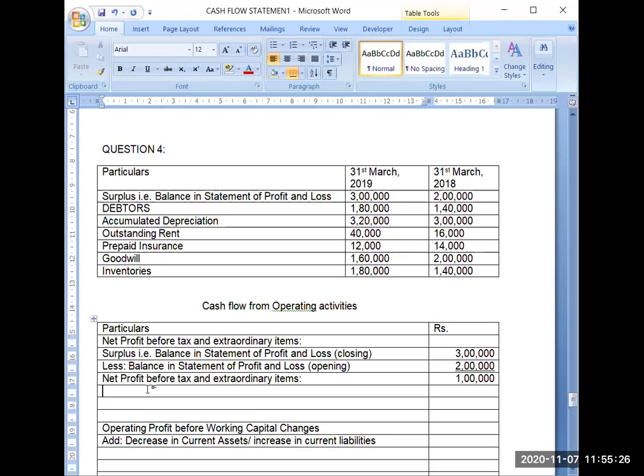In the second step, I have to add my non-operating or non-cash expenses. So I will see that debtors are my current assets, or you can say bills receivable were there. I should put it.